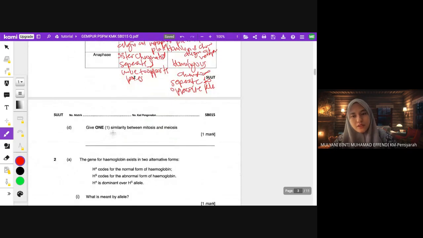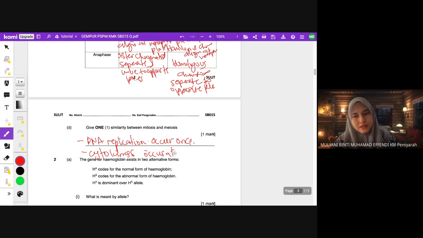So give one similarity between mitosis and meiosis pula. So dia nak persamaan pula. So antara dua-dua ni persamaannya adalah DNA replication lah berlaku pada dua-dua. Sebelum nak masuk mitosis dengan meiosis kena berlakunya DNA replication occur once. Selain pada tu you can also say cytokinesis occurs at the end of the process. Okay, so dua-dua ni akan undergo cytokinesis.